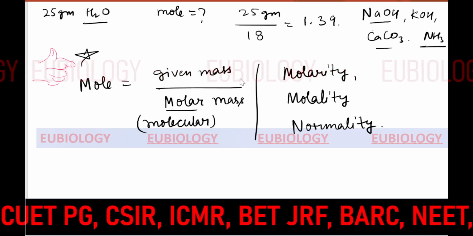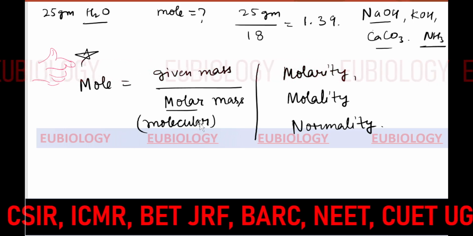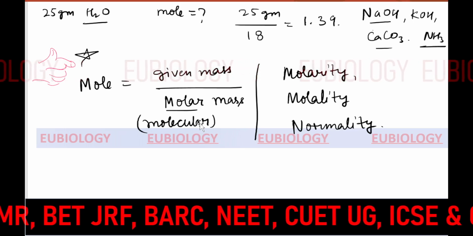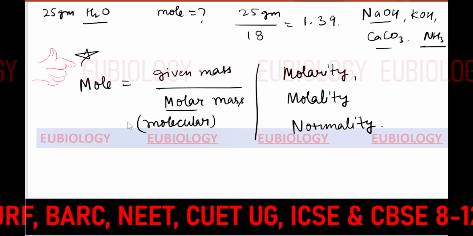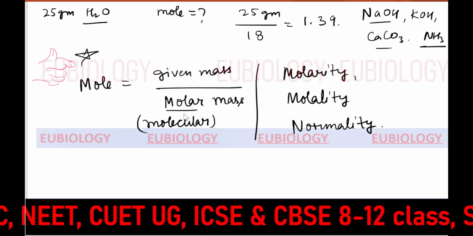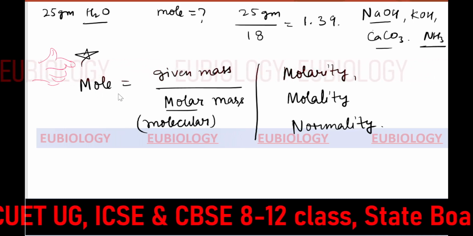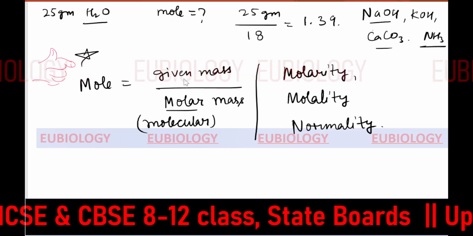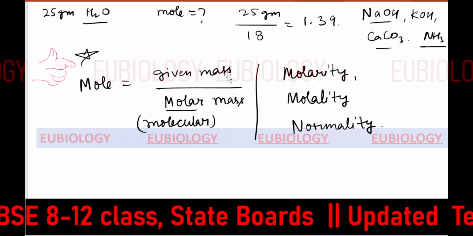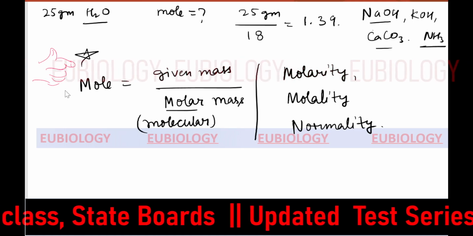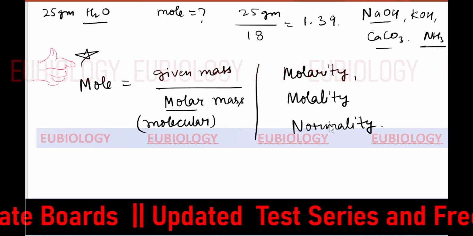By solving this question, what we found is that the molar mass, meaning the mass of 1 mole of a molecule, will be equal to its molecular weight. So for any given mass of a molecule, we have to do given mass by molar mass, then you will get the mole.